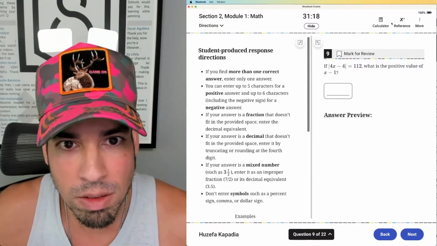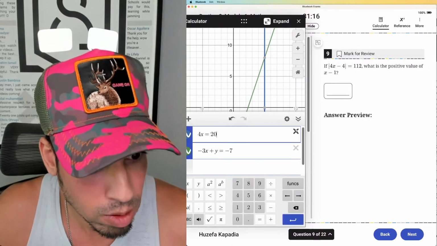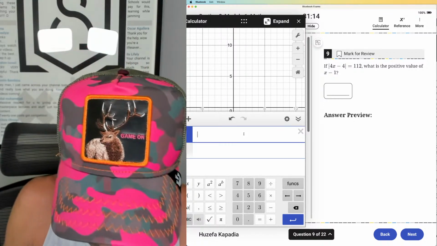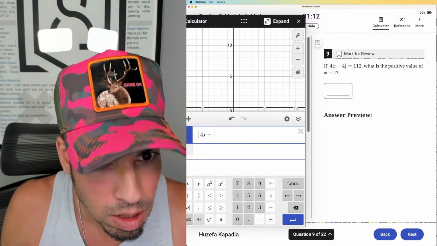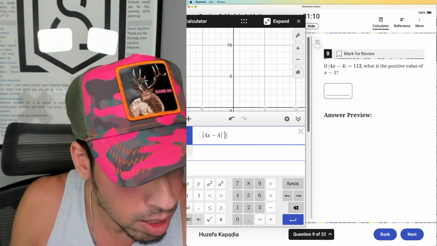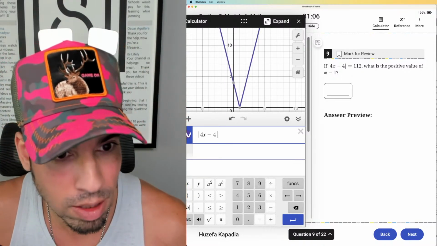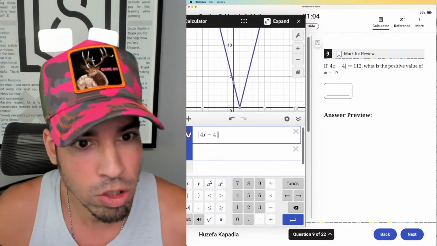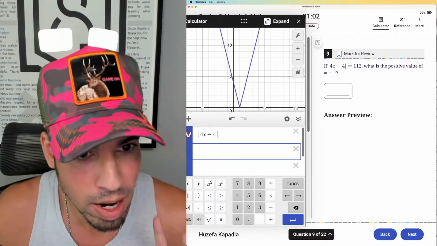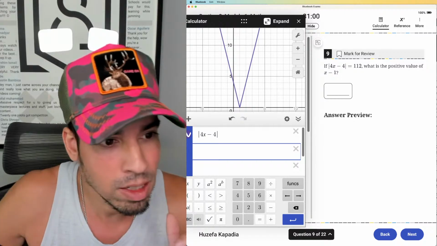Okay, what is the positive value? Straight up, right? Watch this. Absolute value of 4x minus 4. And by the way, we're trying to get x minus 1, not x. So here's how I'm going to do it. I'm going to say 4x minus 4 as one side of the equation. I'm not going to say equal to 12.